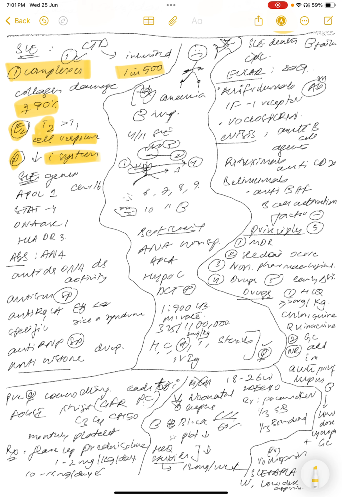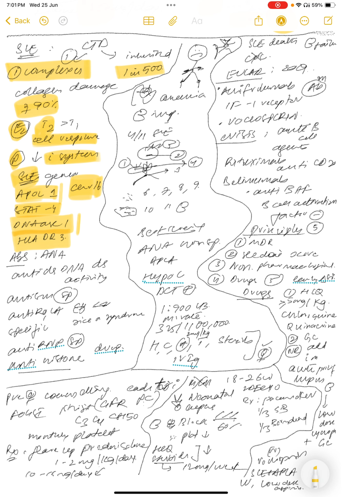There are some SLE genes. Remember Apollo Hospital as STAT. So SLE genes are APOL1 and STAT4. Not only that, we also know that SLE has antibodies like anti-dsDNA. Then HLA-DR3. These are the different genes involved in SLE, located on chromosome number 16.